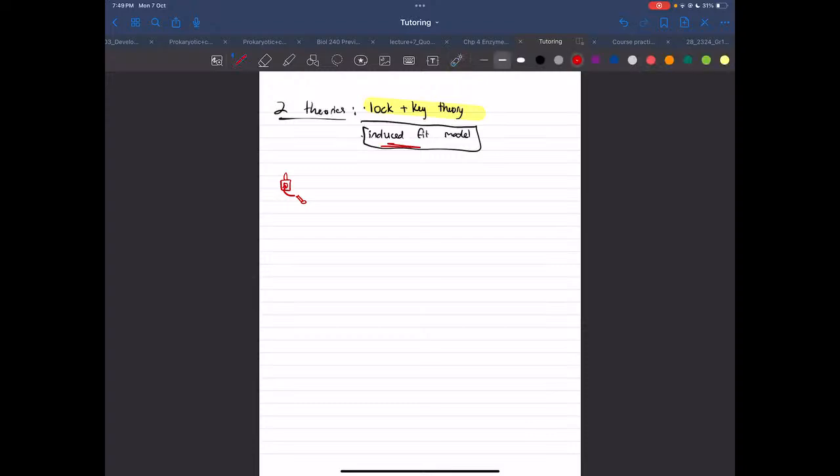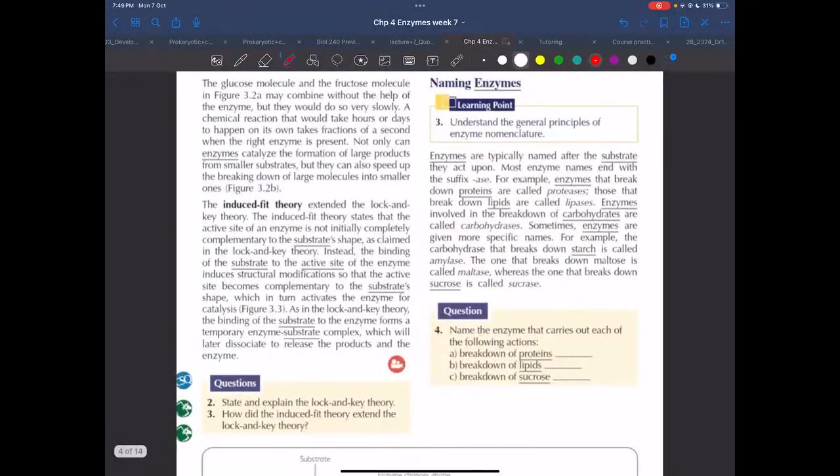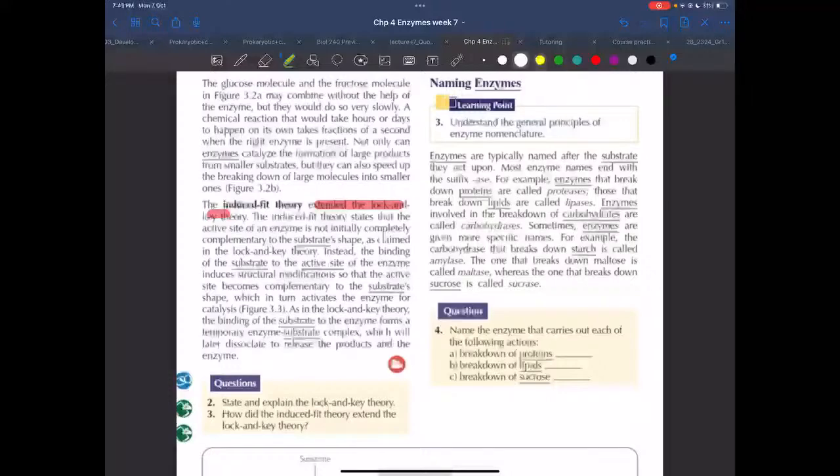Now the induced fit model basically builds on the lock and key theory. Now what changed a bit? Look what changed. So here they tell you it extended the lock and key theory. So the lock and key theory was first, after it came the induced fit model. What does it say? It says that the active site of an enzyme is not initially completely complementary to the substrate shape, as proposed in the lock and key theory.